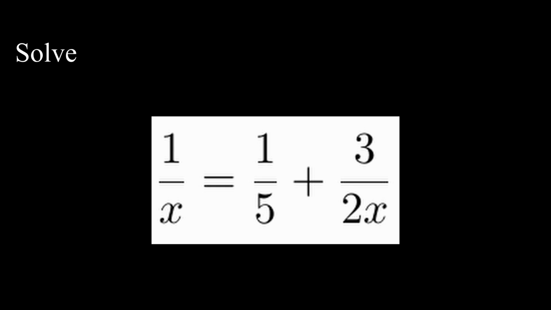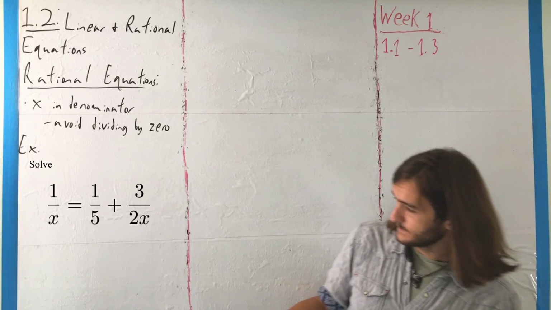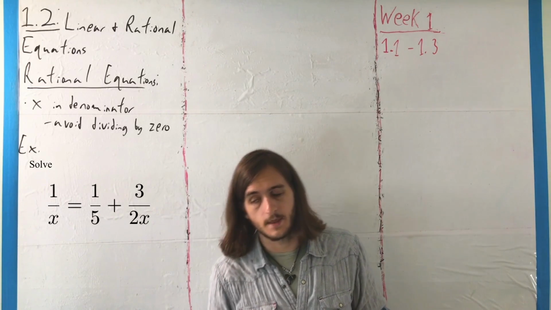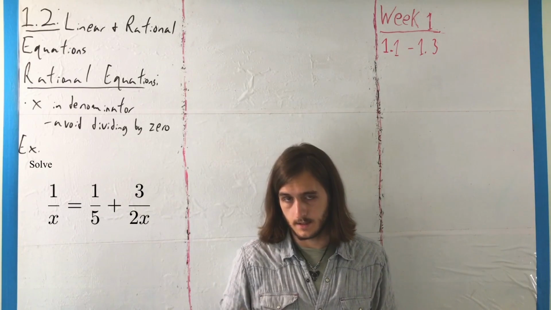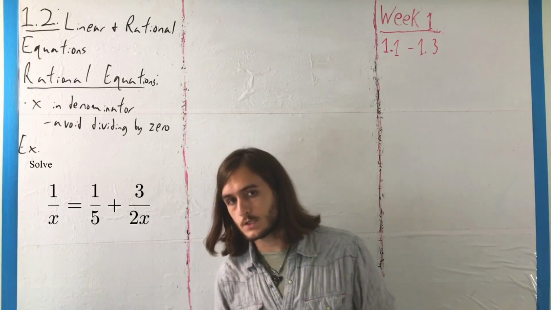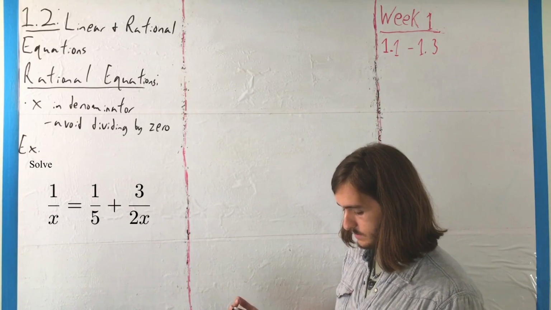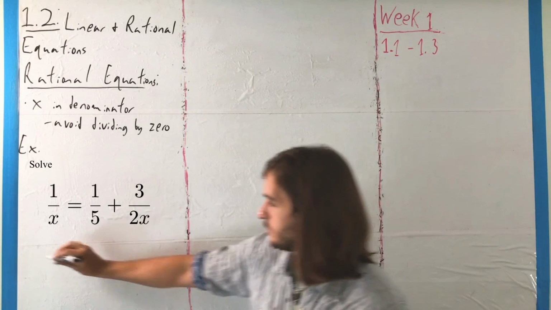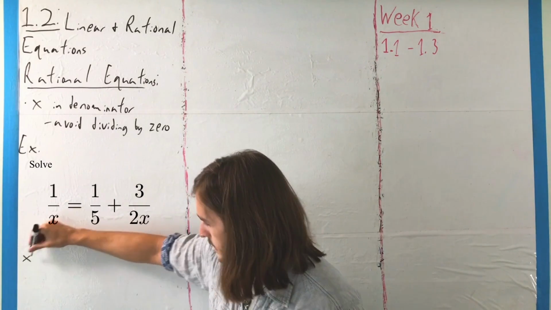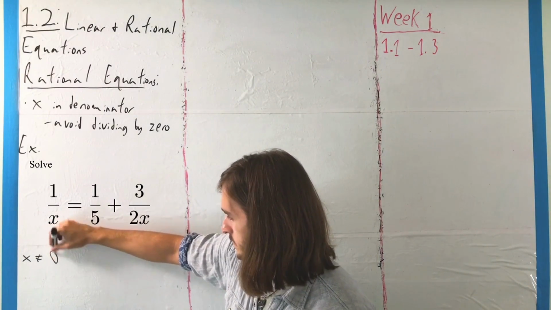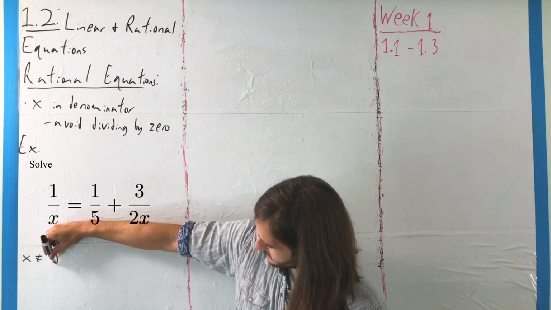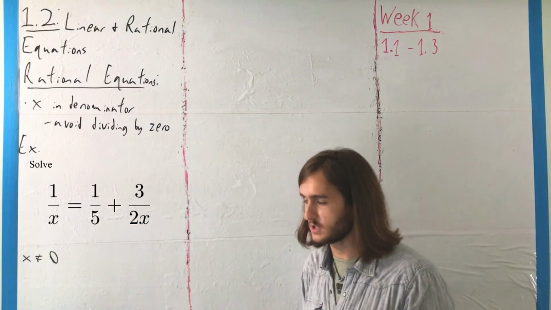So for this, we want to solve the equation 1 over x equals 1 over 5 plus 3 over 2x. Here, like I said, we have to be careful with that potential x in the denominator, as it can cause a 0 in the denominator. So, to be sure, we don't want x to be equal to 0. In some regard, we would like to avoid that as much as possible.